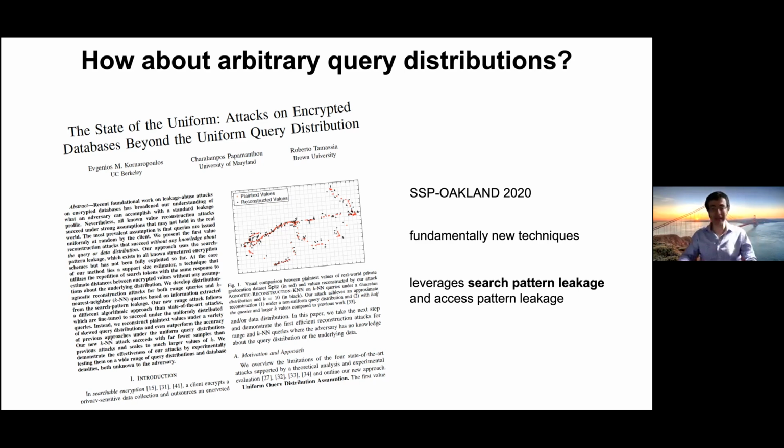The previous attack did not leverage the search pattern leakage at all, but it is always there, as part of an encrypted database. So we're going to take the search pattern leakage into account, and you'll see how we're able to have an attack for arbitrary query distributions. We don't know anything about the query distribution, for the range search problem. This is what I'm going to talk about for the rest of the talk. Any questions so far? Okay, good.